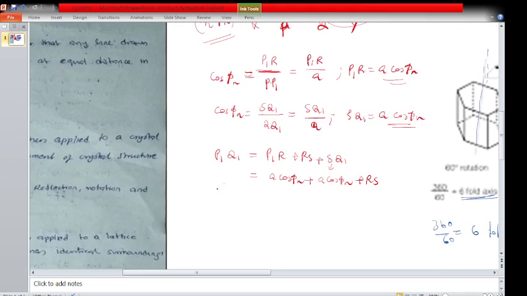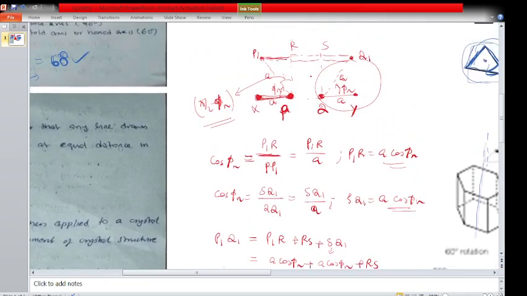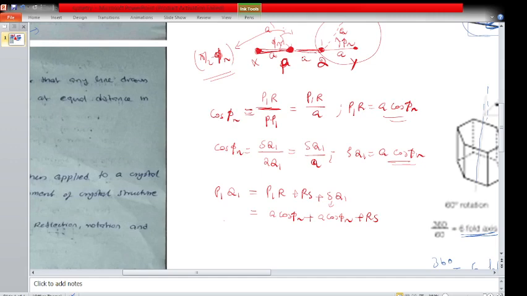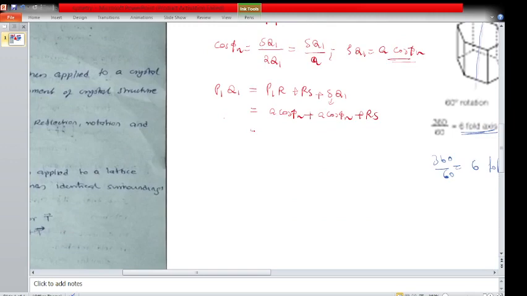Now what is RS? What will be RS? RS is nothing but, if you can see here, RS has to be this distance. That is same as the lattice constant A, right? Because two lattice points are separated by the same distance A. So RS is A, so this will become A cos phi n. So 2 times A cos phi n, we have to add these two, plus A. This is P1Q.